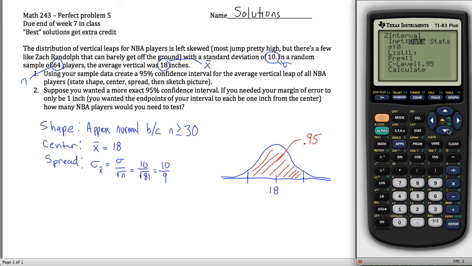We have data. Specifically, we know that sigma is 10. No, we don't have data. Sorry, we have statistics about the data. So we don't have the data itself. We have statistics about the data. I'll hit enter. We know that sigma is 10, that x bar is 18, that n is 81, and we want our confidence level to be 95%. And so if I go down here and hit calculate, what it tells me is that this point right here is 15.822.